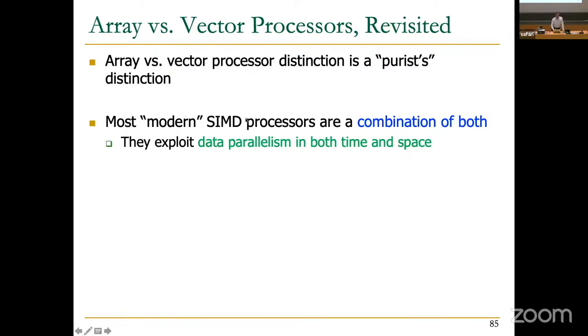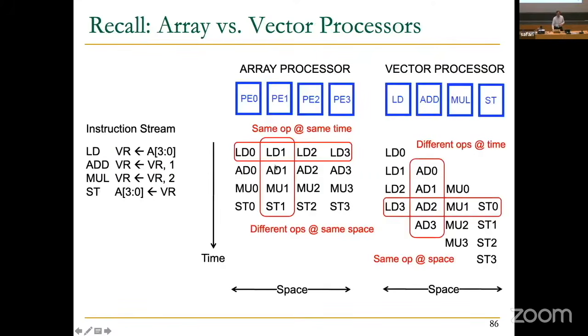This is interesting because this is going to finally put things together. So array versus vector processor is really a purist distinction. Most modern processors are actually a combination of both. They exploit data parallelism in both time and space. One of the reasons is array processors are too idealistic. If your vector length is 1,000, it's very difficult to get 1,000 processing elements. Well, today you can, let's say 1,000,000 vector length, 1,000,000 processing elements. That's very difficult to get. So in the end, you really need to pipeline like a vector processor does.